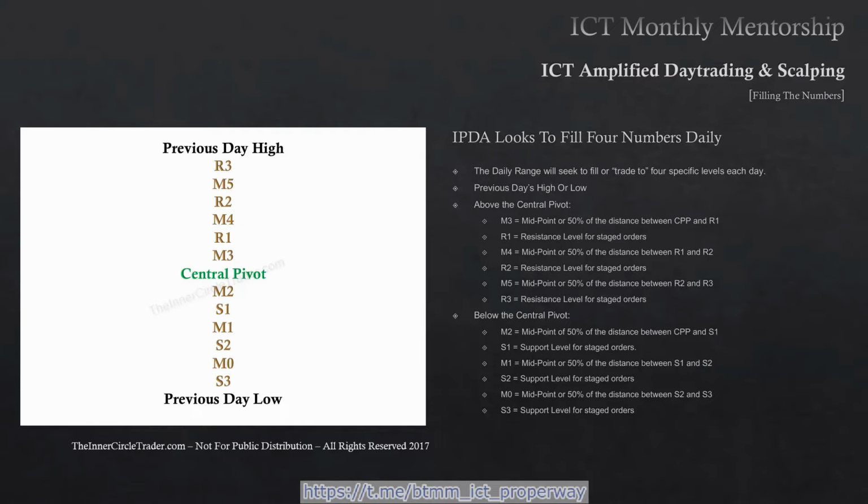Now, if you've never heard of a pivot point or if you've never seen these before, this is probably very confusing for you. And it's not that big of a deal. It's a simple little indicator that I'm going to share with you on the forum.